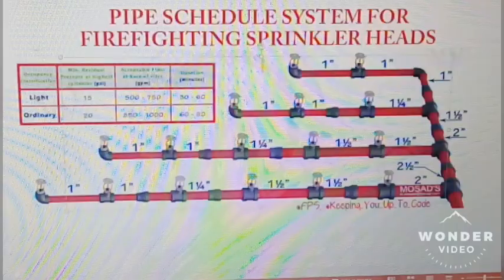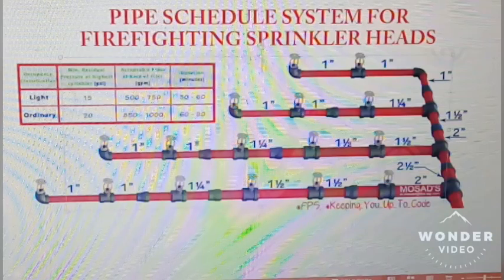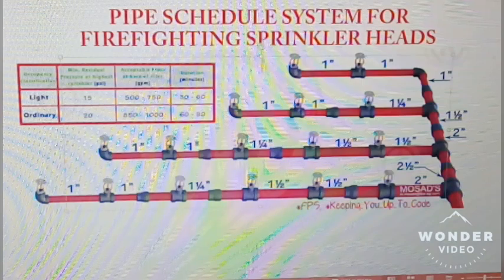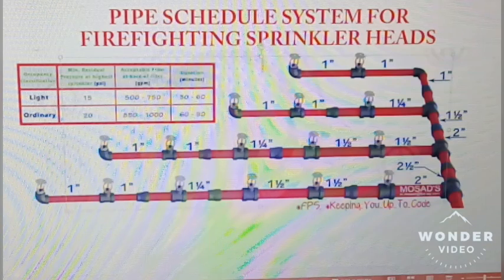Let's take a look at pipe schedule system for firefighting sprinkler heads. This drawing will help us to analyze on how sprinkler heads can be installed on pipe according to pipe sizes. The first line, we have 1-inch pipe, and the maximum sprinkler head 1-inch pipe can accommodate is 2. The second line, we have 1/4 pipe inch. The maximum sprinkler head 1/4 pipe can accommodate is 3 sprinkler heads.